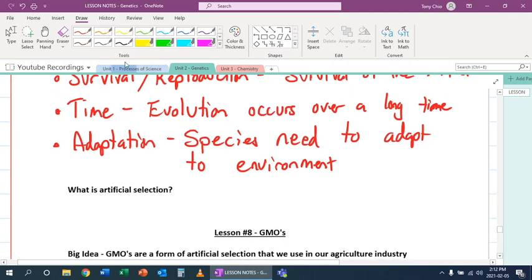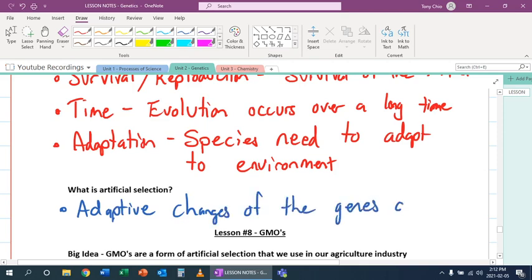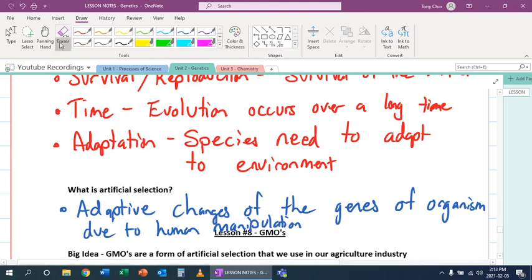That's natural selection. What's artificial selection? Artificial selection is adaptive changes of the genes of an organism due to human manipulation. And this is what our next lesson is going to be about. That last word right there is manipulation.